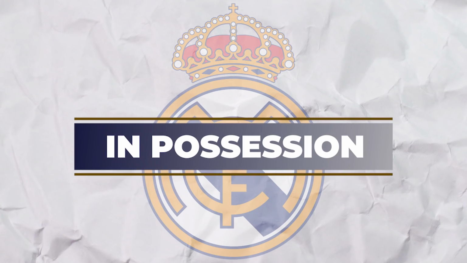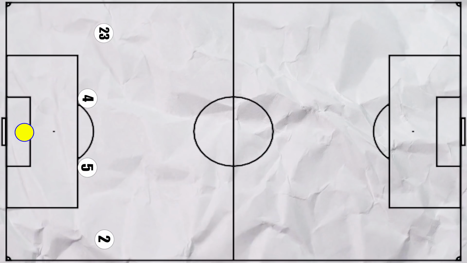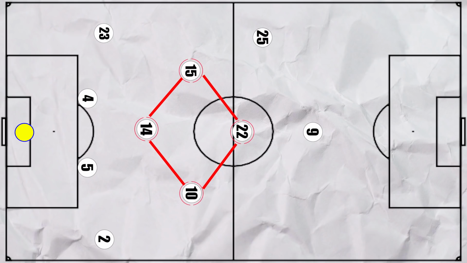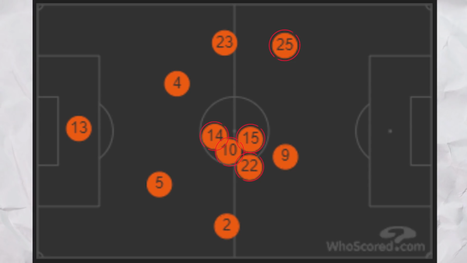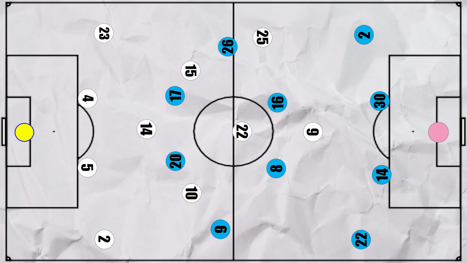Let's start with what Real did in possession. On paper, it was a 4-3-3, but the reality is it was more of a lopsided 4-5-1, with the four midfielders forming a fluid diamond, whilst Vinicius was most commonly seen on the left flank, as indicated by the average positions. City lined up in a 4-4-2 defensively, with De Bruyne and Bernardo up top, with Jesus on the left-hand side.